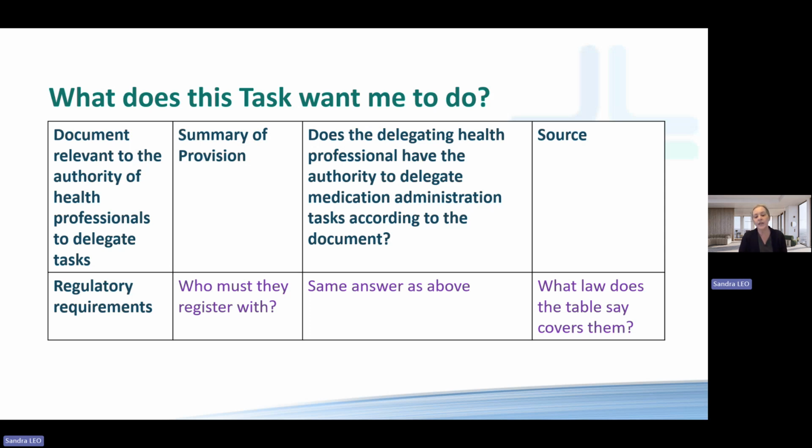In the source for the regulatory requirements, it's asking what law does the table in the Compassionate Care Handbook regulations requirements, what law does that table say covers them? Okay, so you need to actually find that regulatory requirements table in the Compassionate Care Handbook, and that will give you a lot of the information.